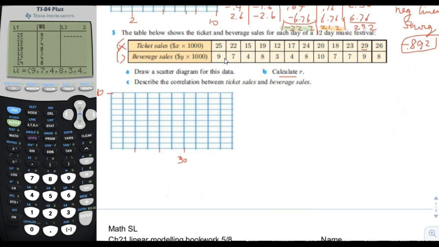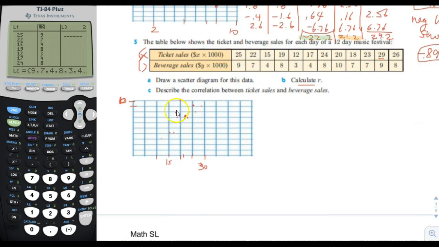So the first value is 25, 9. So 25, 9. So that would be there. And the second value is 22, 7, which would be there. And then do the rest on your own, and we'll come back after I'm done with all these, okay? Okay, so we're back. I graphed all these points. There's this little cloud here now, which is part A.